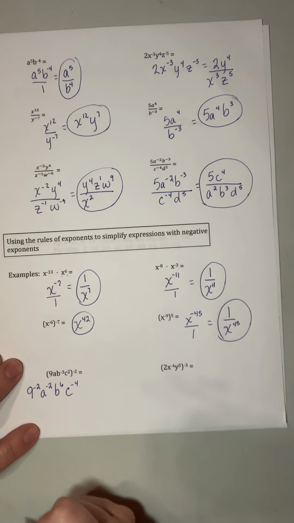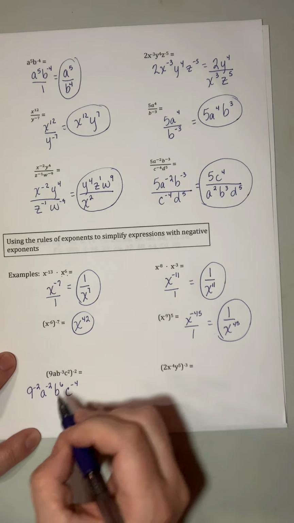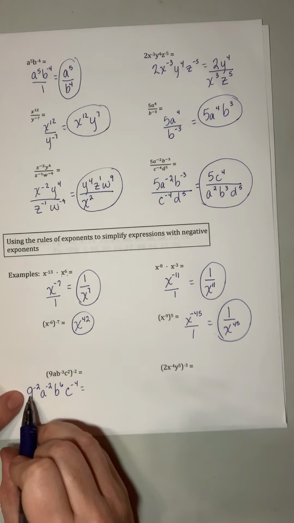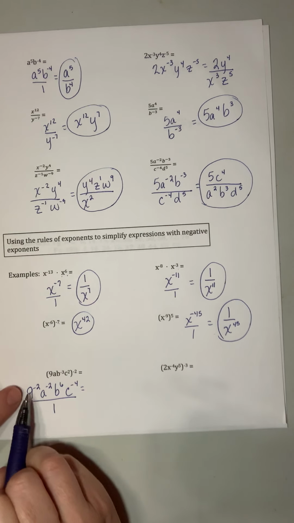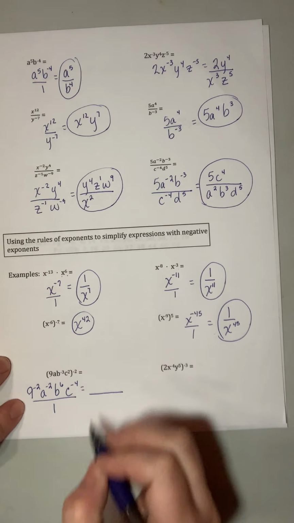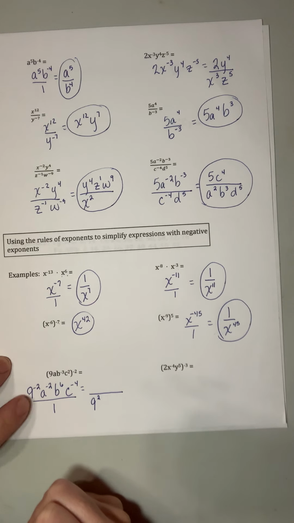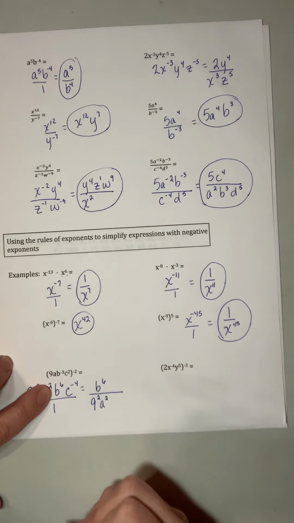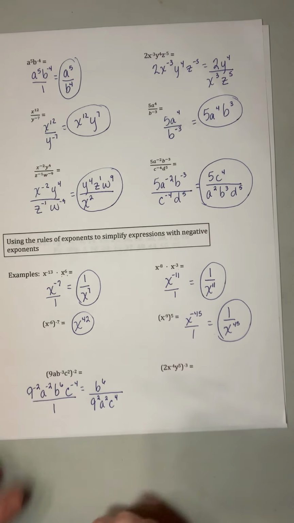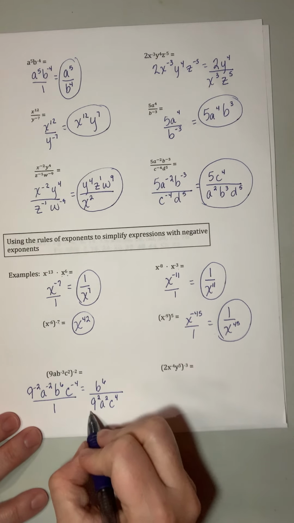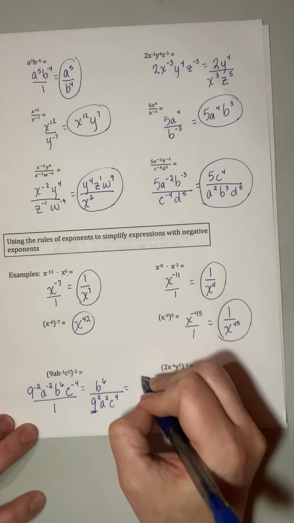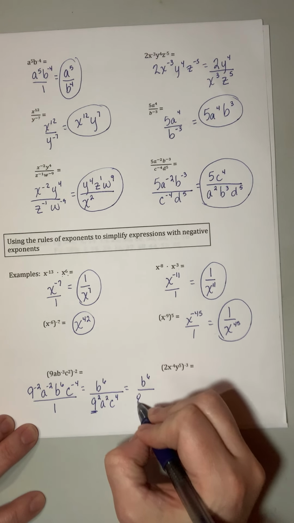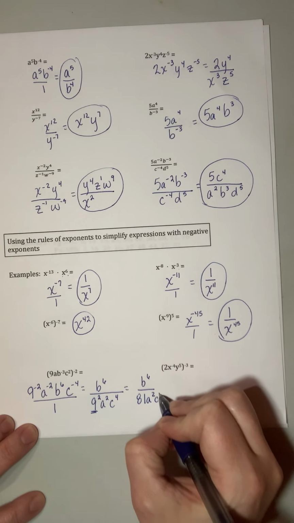Okay. Now I am going to move everything where it needs to go. So like if this is all over 1 and the 9 to the negative 2 is negative, it goes to the bottom. A to the negative 2 goes to the bottom. B to the 6 stays on the top. And c to the negative 4 goes on the bottom. But because I have a whole number in there, I have to simplify that. So my final answer, 9 times 9, two 9s being multiplied together, is 81, a squared, c to the 4th.